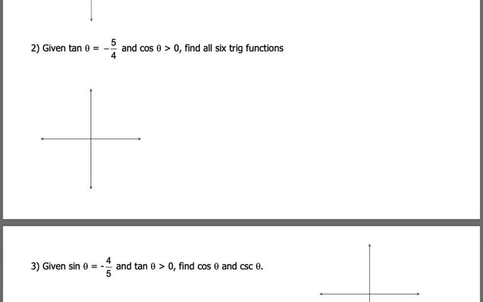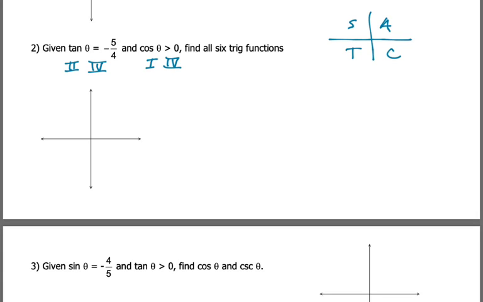Okay, the next example is a little bit different. They're telling us that the tangent of theta is negative 5/4 and cosine of theta is greater than 0. So if you'll remember what we just talked about, all students take calculus. They're telling us that tangent is negative, so tangent's negative in the second and the fourth quadrant. They're telling us cosine is greater than 0, so it's positive, and that happens in the first quadrant and the fourth quadrant.